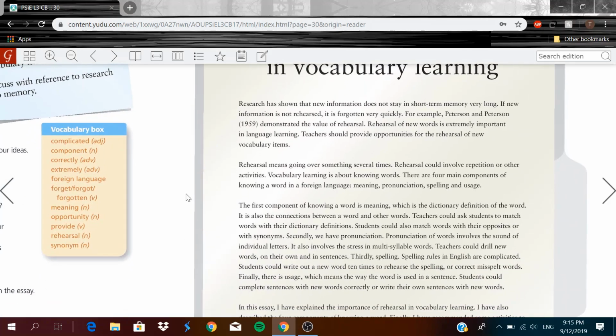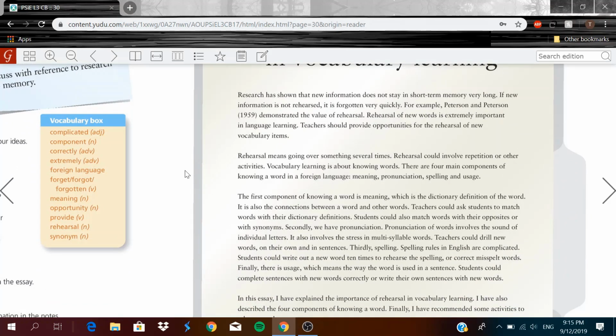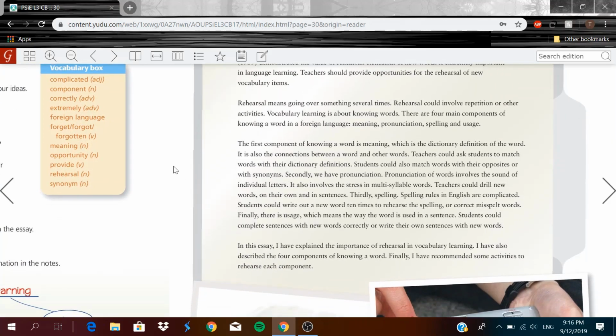Rehearsal means going over something several times. Rehearsal could involve repetition or other activities. Vocabulary learning is about knowing words. There are 4 main components of knowing a word in a foreign language: meaning, pronunciation, spelling, and usage. The first component of knowing a word is meaning, which is the dictionary definition of the word. It is also the connections between a word and other words.